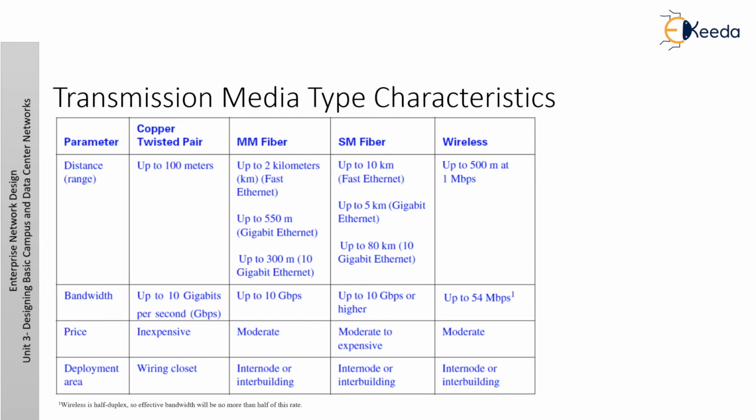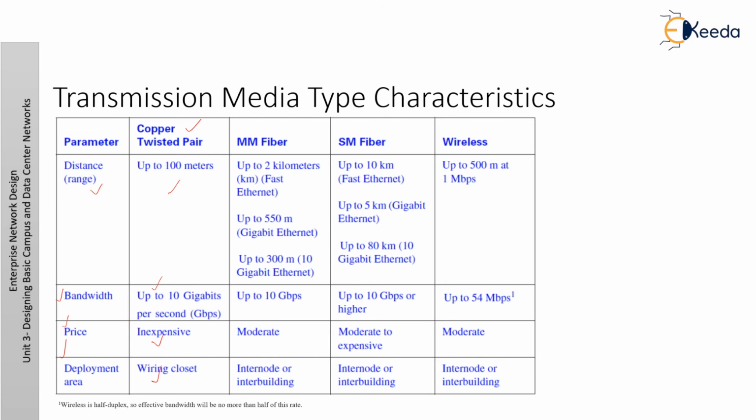Now come to different transmission media types and their characteristics. The typical parameters are distance, the range, bandwidth, price, and deployment area. If we are going to use copper twisted pair, it is limited to 100 meters and the speed is up to 100 gigabit per second. It is inexpensive and the deployment area is the wiring closet.